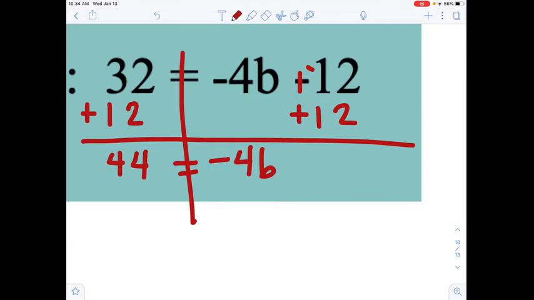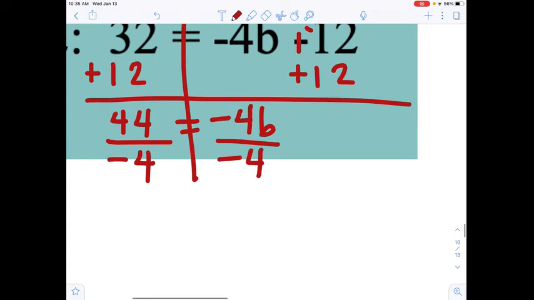Then I need to get rid of my coefficient. My coefficient is negative 4. Right now it's negative 4 times b. The opposite of multiplying is dividing. If I divide one side by negative 4, I have to divide the other side by negative 4. 44 divided by negative 4 is negative 11 equals b.